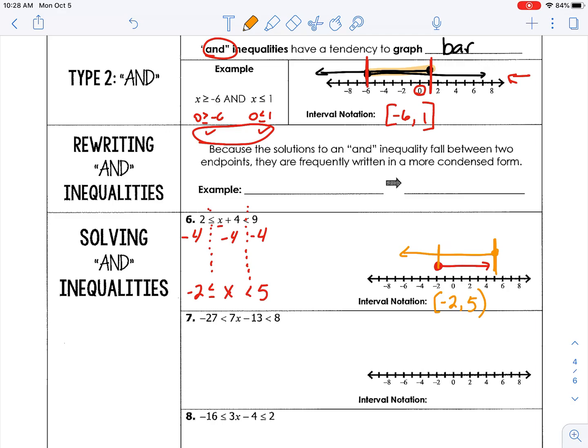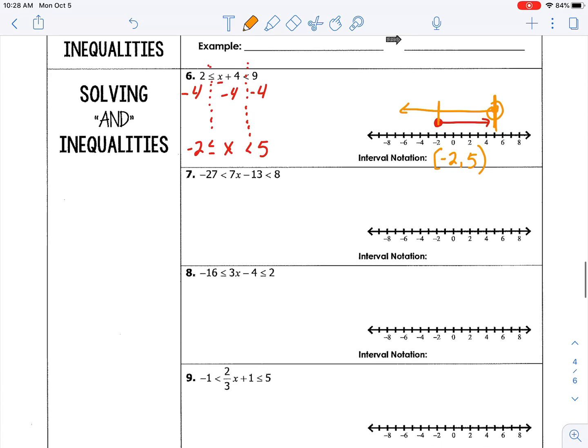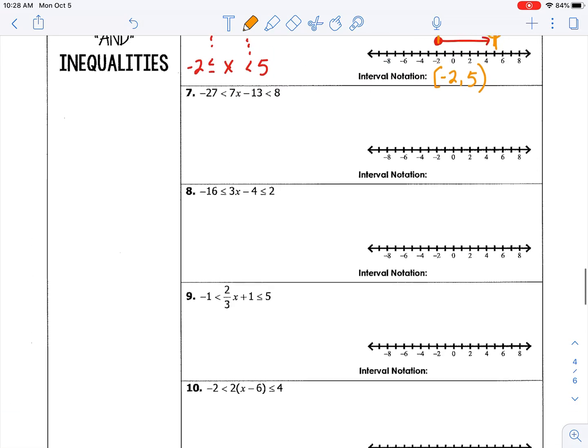And actually, I drew this wrong. This 5 should be an open circle, but I drew it as a closed circle. Okay, so it looks like we have 4 of these to walk through.